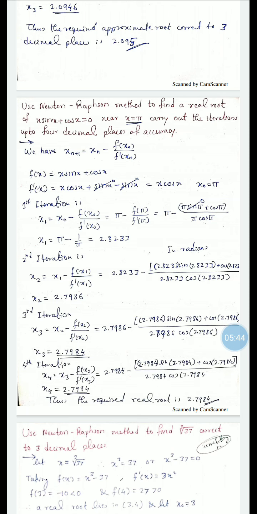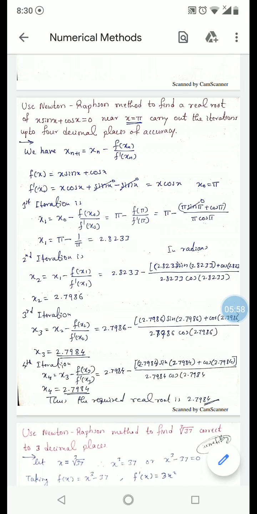So two consecutive answers are the same, that is x3 is equal to x4, that is 2.7984. Therefore the required real root is 2.7984. So this is the Newton-Raphson method.